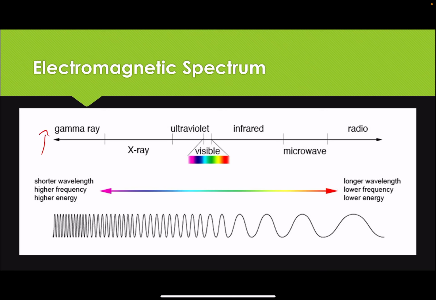Gamma ray is the highest frequency we can get. Radio wave is the lowest frequency on the spectrum. As we move right, we get lower and lower frequencies. If we start on the right and move left, we're going to get higher frequencies, and we're also going to change our wavelength from longer to shorter. And so over here, we have higher frequency, but we have shorter wavelengths.